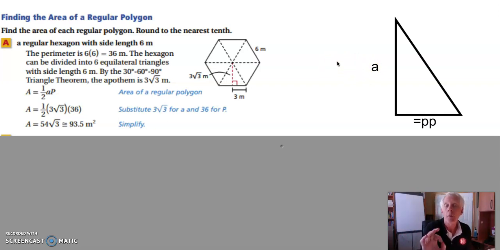This was the opossum, not the apothem. The animal was the opossum.